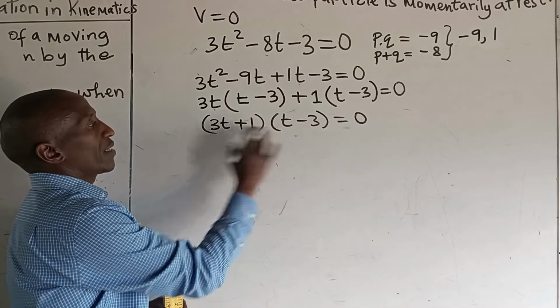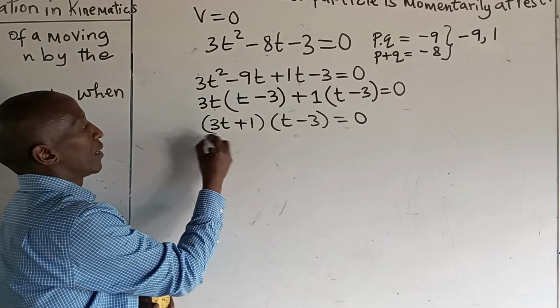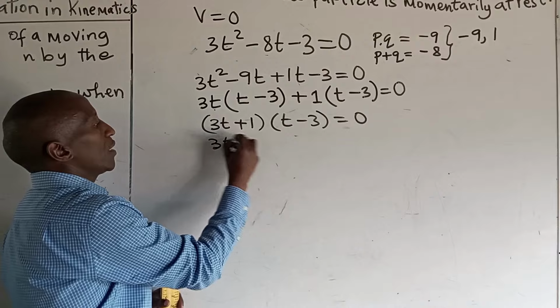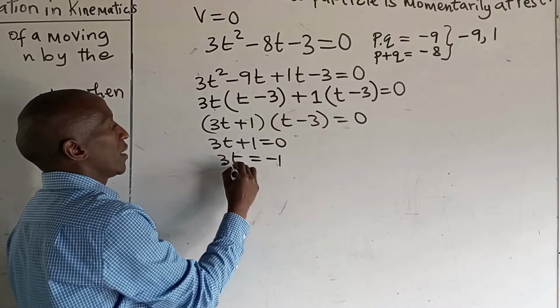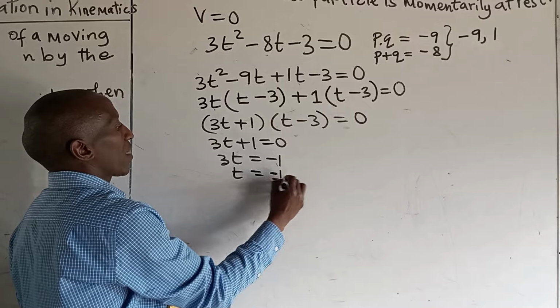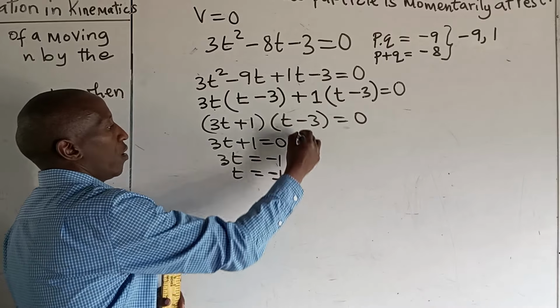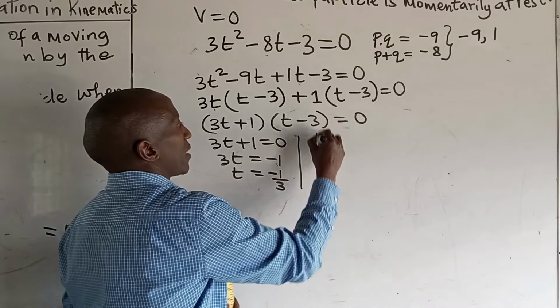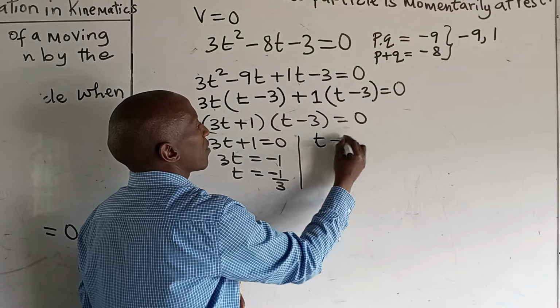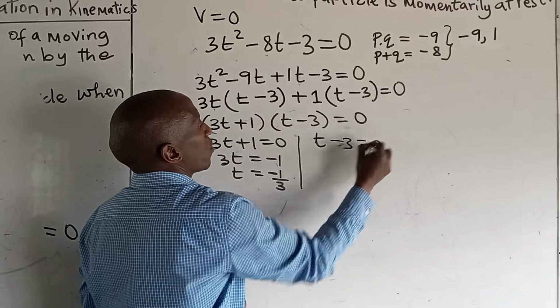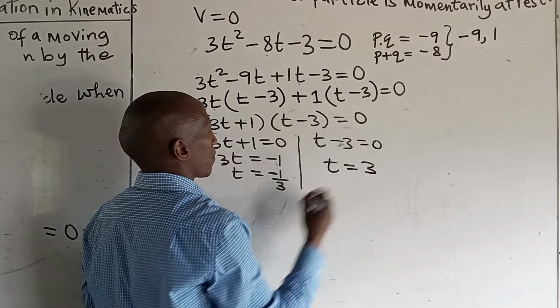Then at this point, we see that either 3t plus 1 is equal to 0, so 3t is equal to negative 1, t is equal to negative a third, or we may have that t minus 3, this one, is equal to 0, and therefore t is equal to 3.